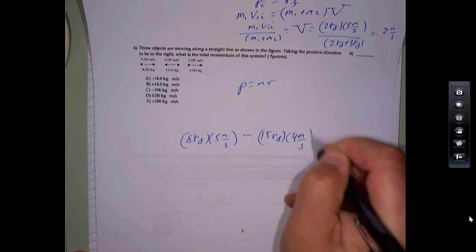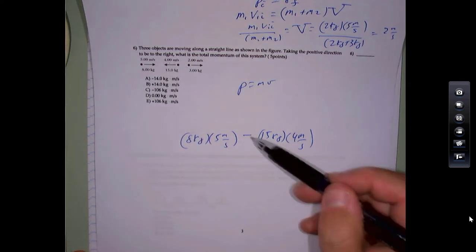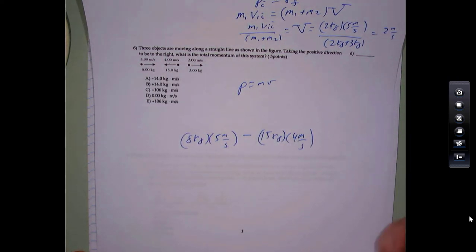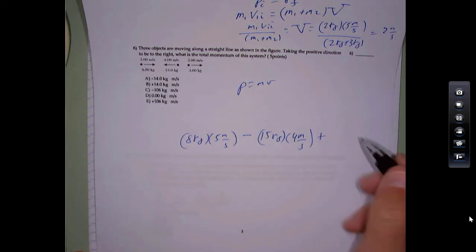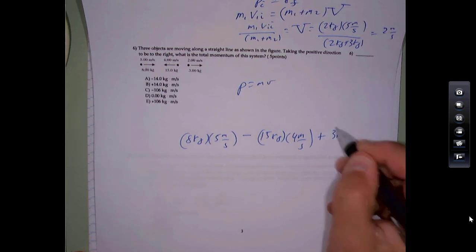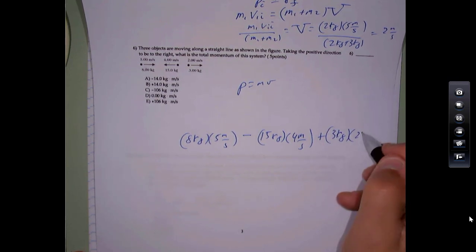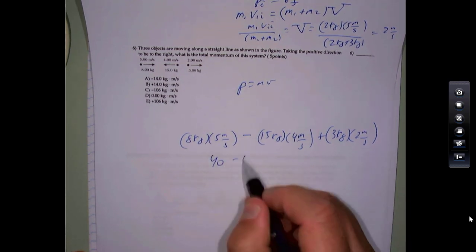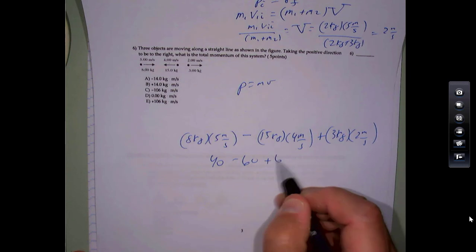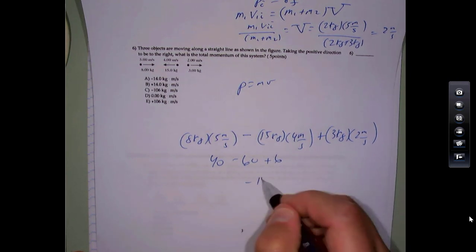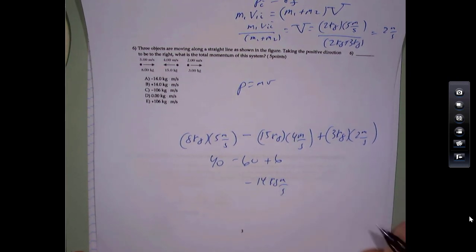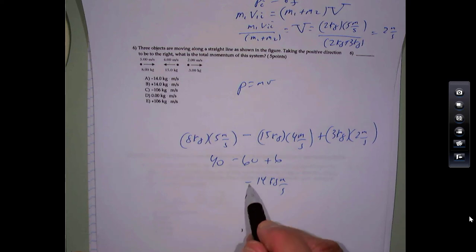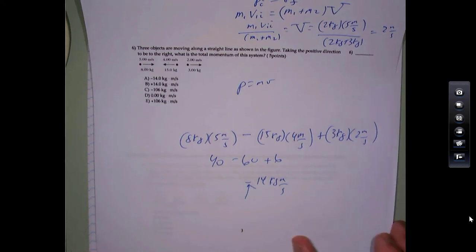Really, it's the 4 that's negative. I could do plus and then put the minus sign there. Same idea, though. And then this one's moving to the right, 3 kilograms, and then 2 meters per second. So 40 minus 60 plus 6. So we've got minus 14 kilogram meters per second. Okay, good. So the net momentum of the system is to the left. There's the negative side. Okay, good.